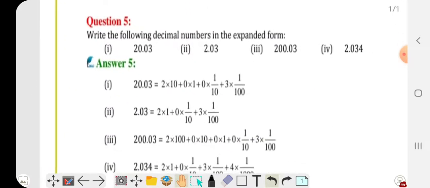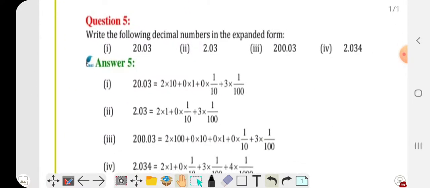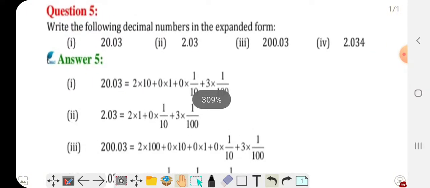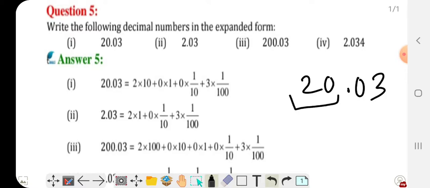Now see question number 5. Write the following decimal numbers in the expanded form. What are the numbers? 20.03 is the first one. See 20.03, this one is called ones and tens. So for 2 it will be 2 into 10. For 0 it will be 0 into 1, because 2 is in tens place, so it will be multiplied by 10, and 0 is in ones place, so it will be multiplied by 1. Then we will put a plus sign here.